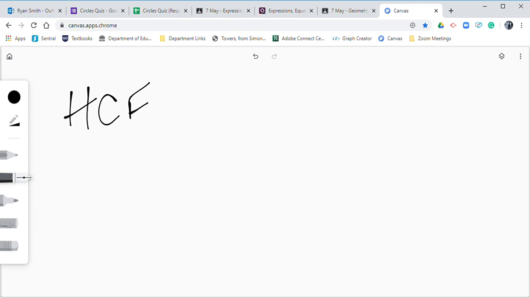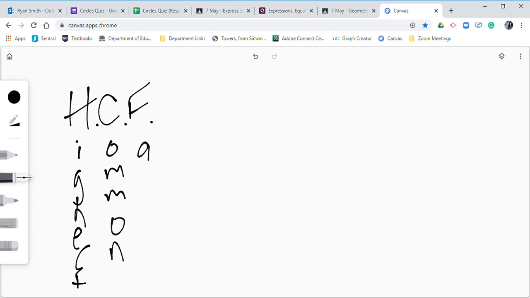Today we're going to talk about factorization. And to talk about factorization, the first thing I'm going to talk about is the HCF, the highest common factor. Highest common factor.